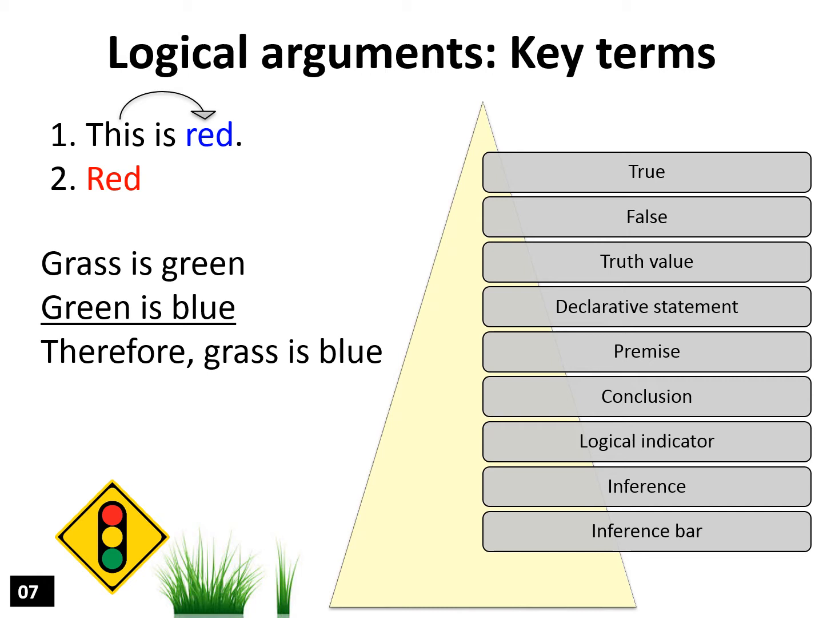Well, let's think of the logic of it. Grass is green, grass is the subject, green is the predicate. In the second premise, green is the subject and blue is the predicate. So what we have here, the word green is repeated. It's the subject in the second premise and it's the predicate in the first premise. So what we can do is cross both of those greens out and we reach the conclusion grass is blue.